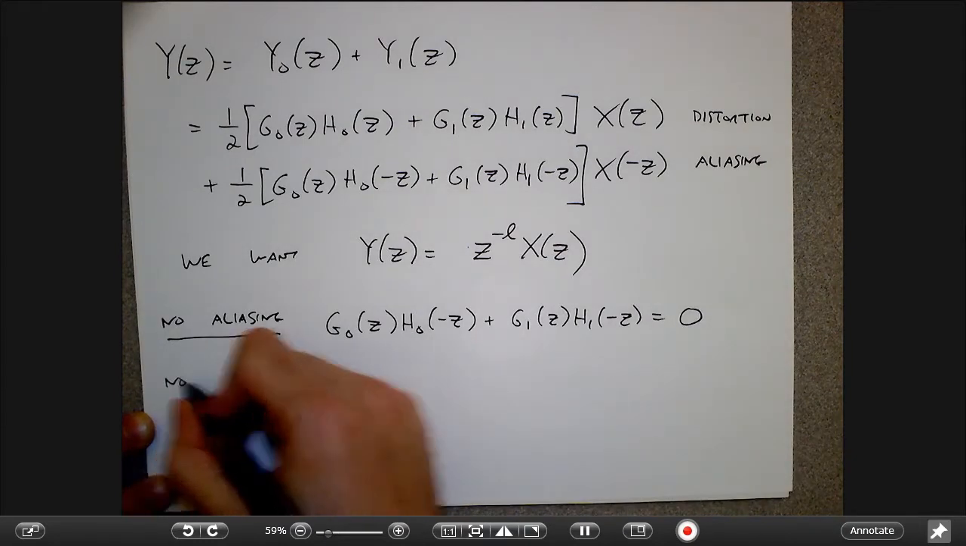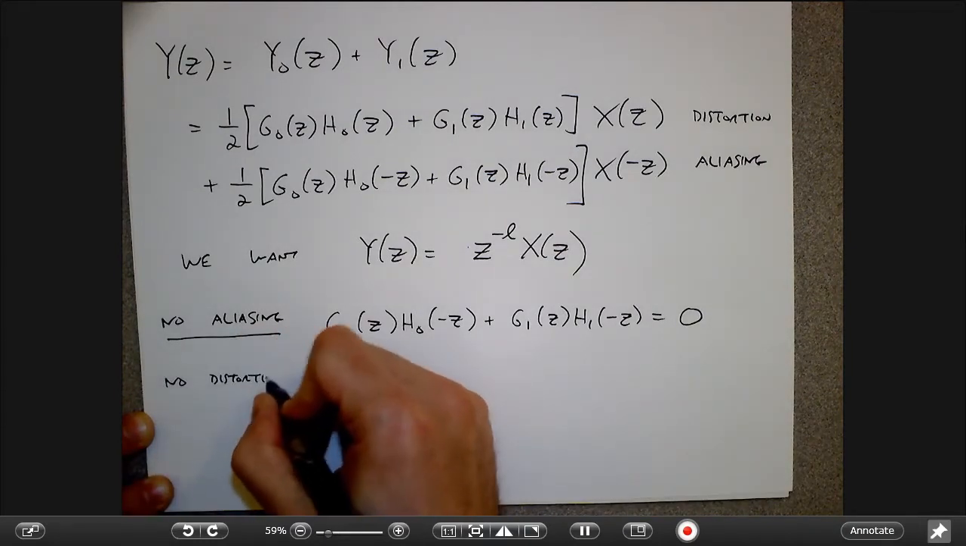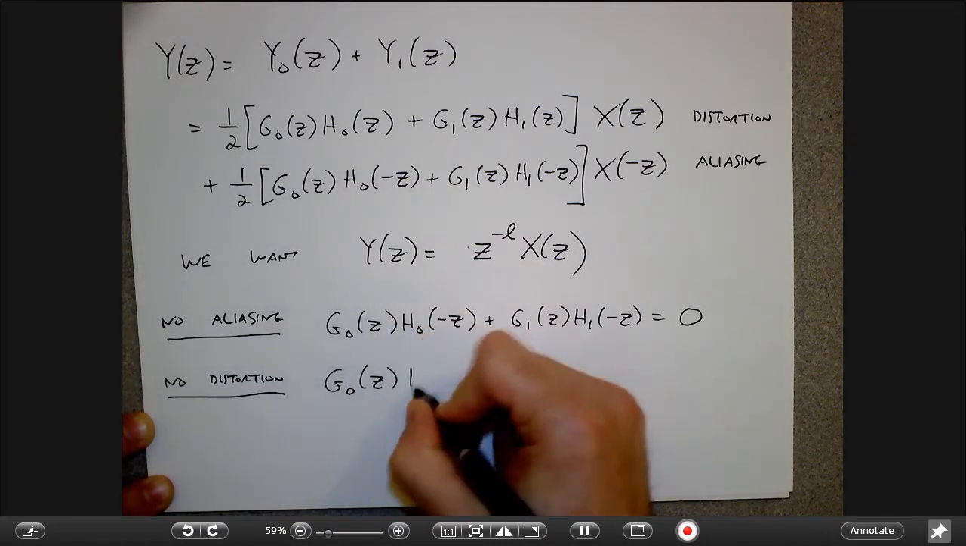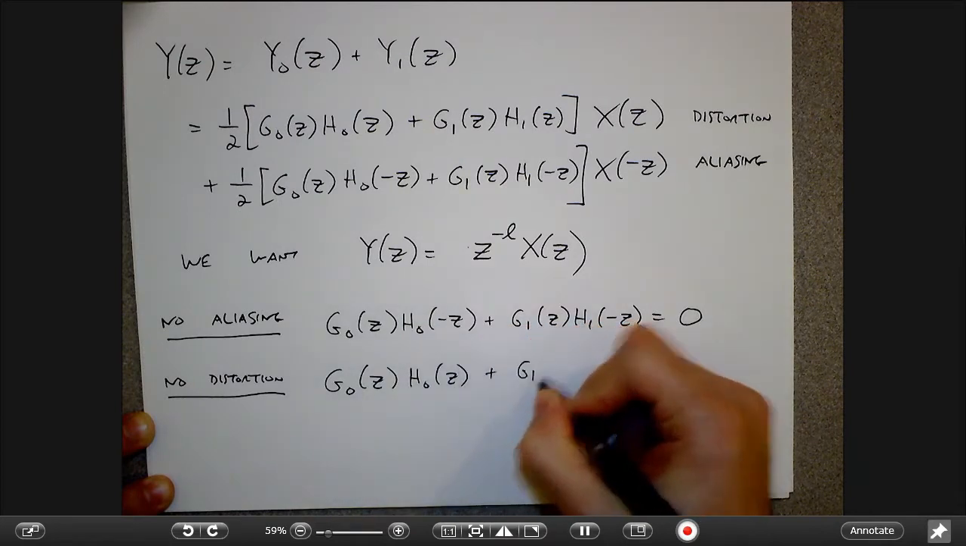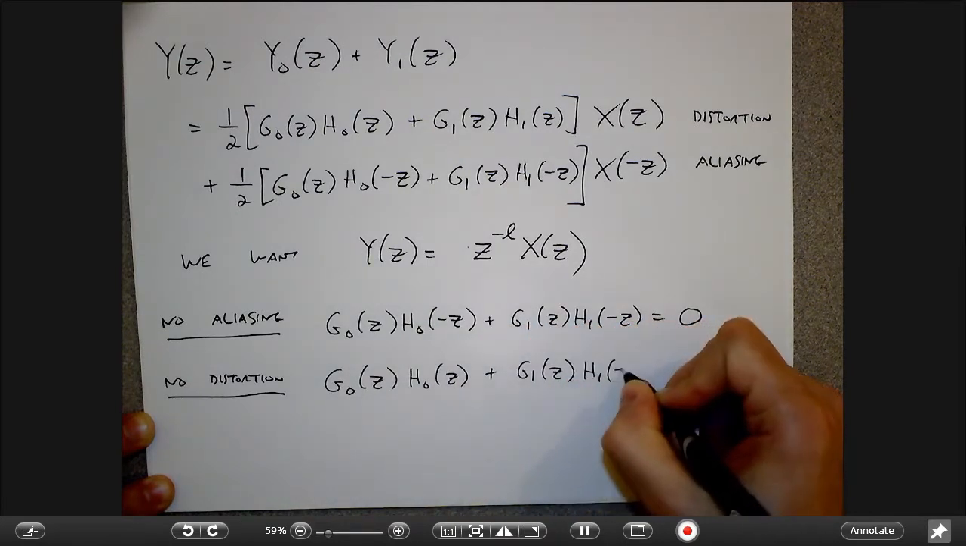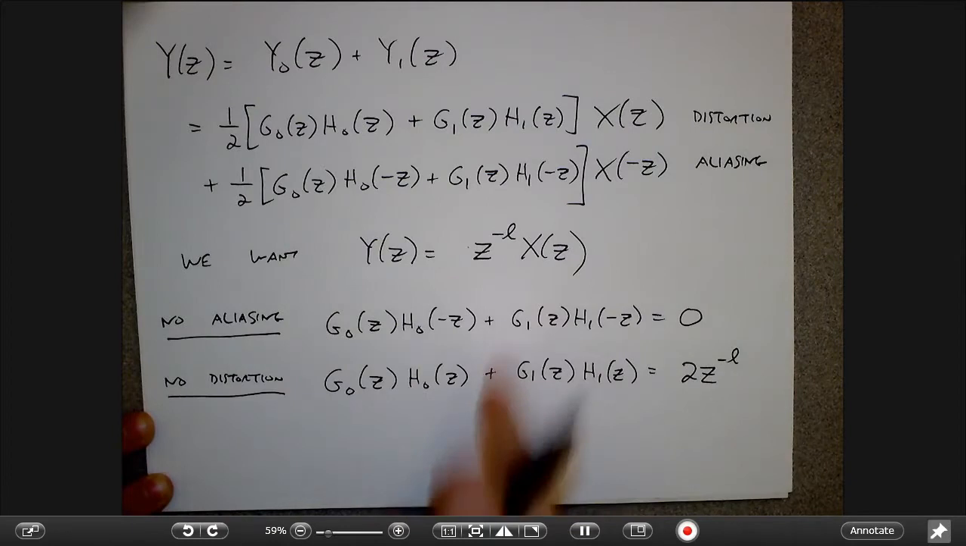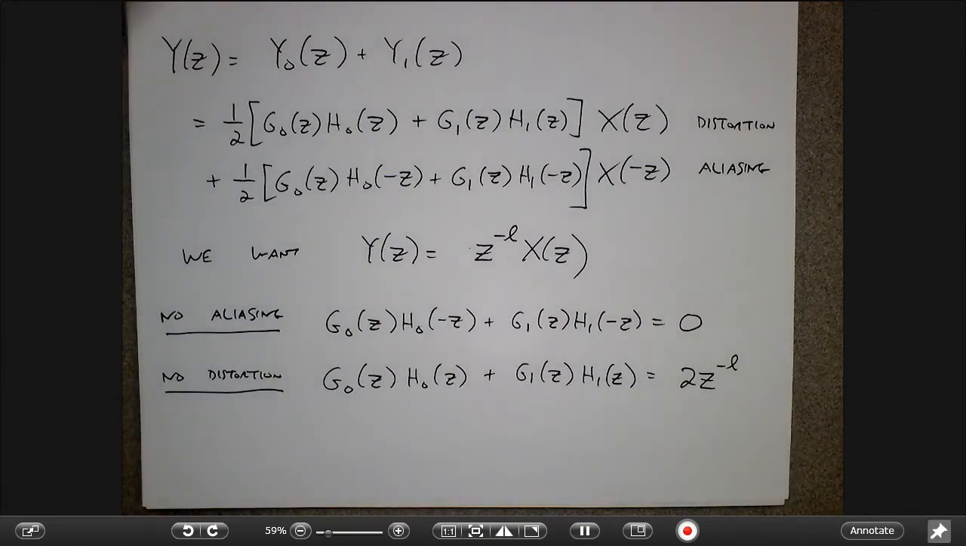And for no distortion, just delay, I need this term up here to be equal to 2z to the minus l, right? Just a delay. So these are the conditions that I would need to have perfect reconstruction, right? And the idea here is that, remember, I have a bunch of freedom to choose G0, H0, G1, H1. So I've got 4 FIR filters that I can play with to try and make these conditions happen, right?